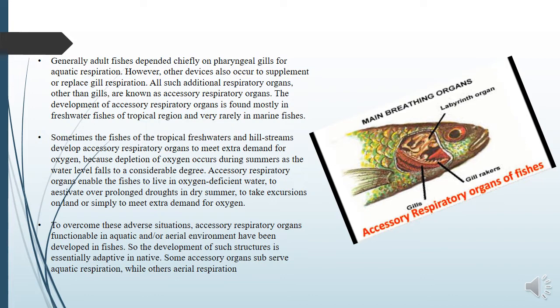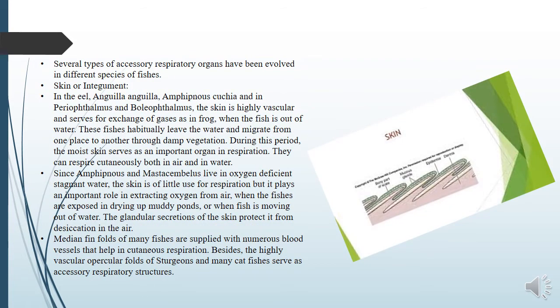The accessory respiratory organs enable the fishes to combat oxygen depletion in the water or to leave the water for a short period. Several types of accessory respiratory organs have been evolved in different species of fishes. First of all, we discuss skin as an accessory respiratory organ.